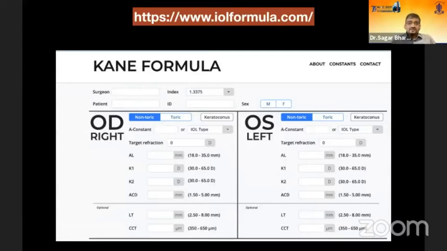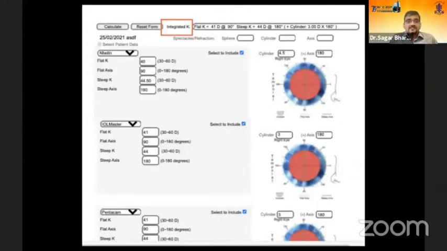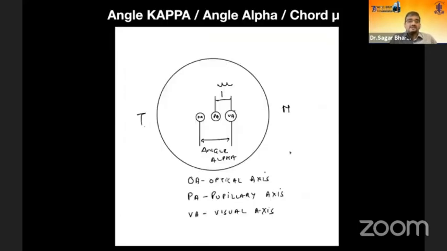The IOL Master and Kane are also available freely online. How it differs from Barrett is basically you need to input the sex of the patient as well as the central corneal thickness. With regard to the toric IOL, Barrett has also standardized. But the interesting part of Barrett is it gives you what is called integrated K, wherein you can input values from different instruments, and it will give you an integrated K based on the values that you have given. This is fairly accurate in giving you the results.